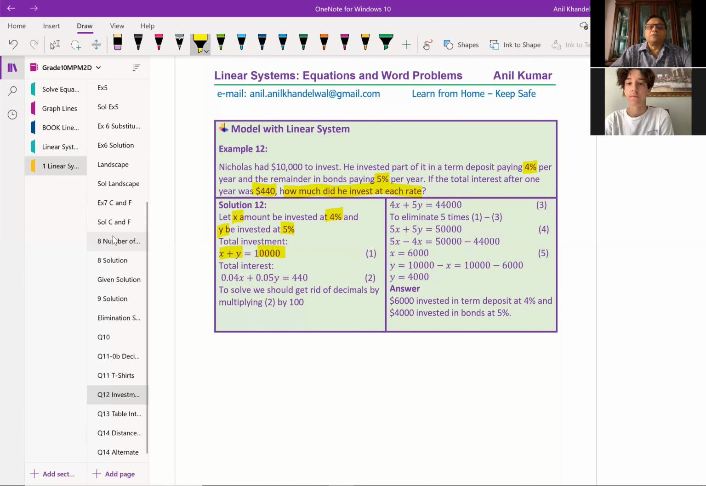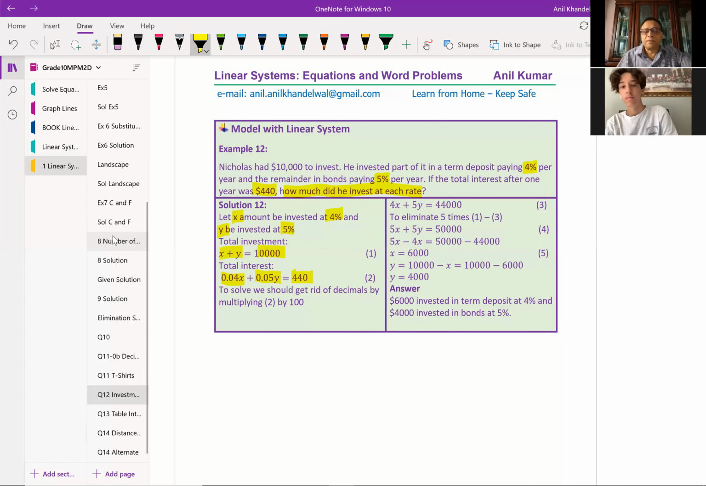The second equation comes from the interest. Now, if I say 4% interest per annum, it means amount invested times percent interest. Percent means 4 divided by 100, 0.04. For 5%, 0.05. So 0.04 times X is the interest earned on the part which was invested at 4%, and 5% on Y means 0.05 times Y. Total interest earned is $440.